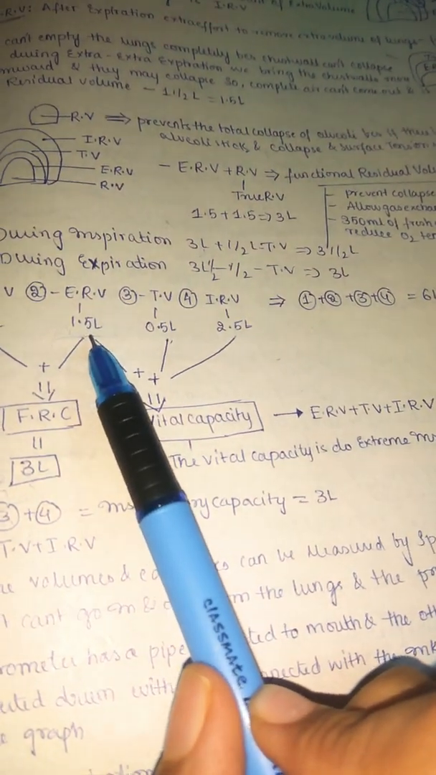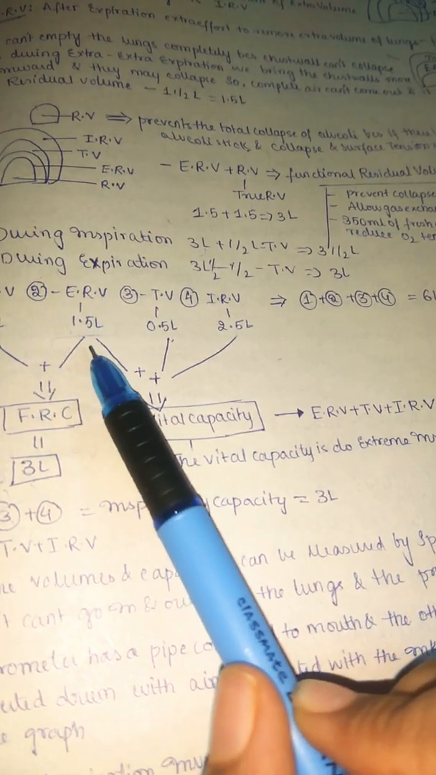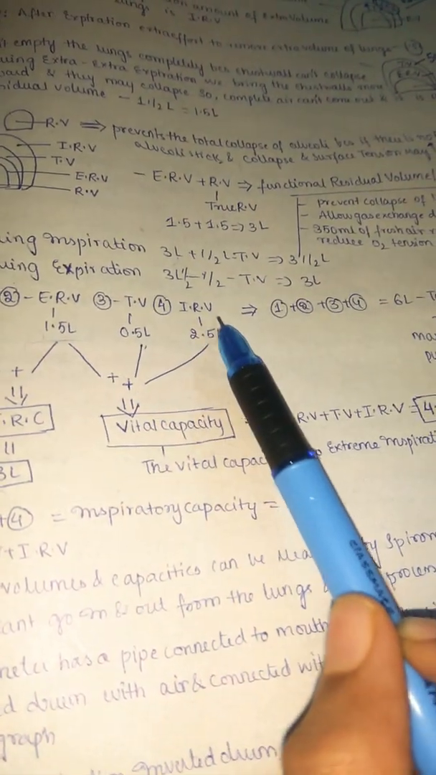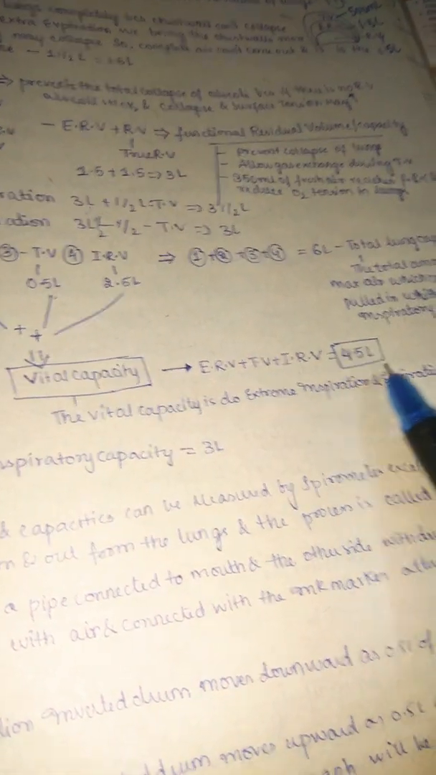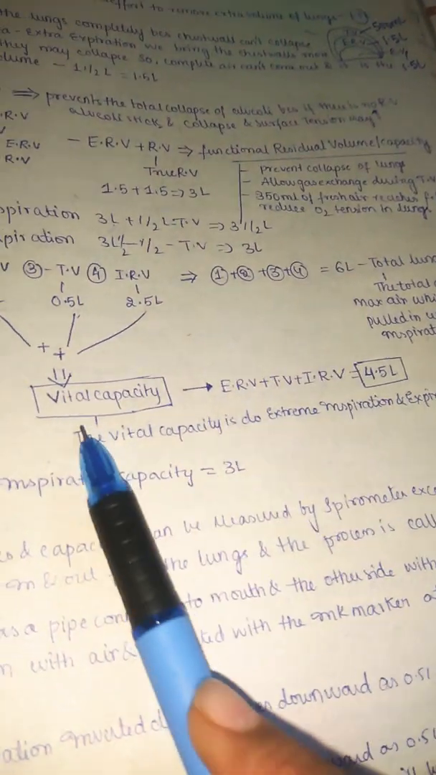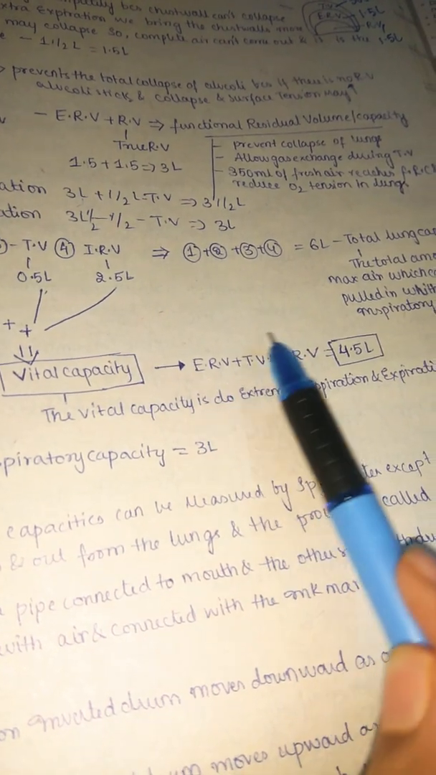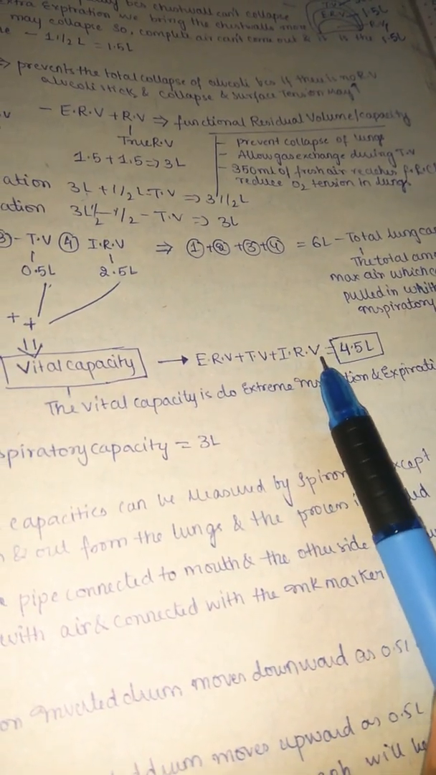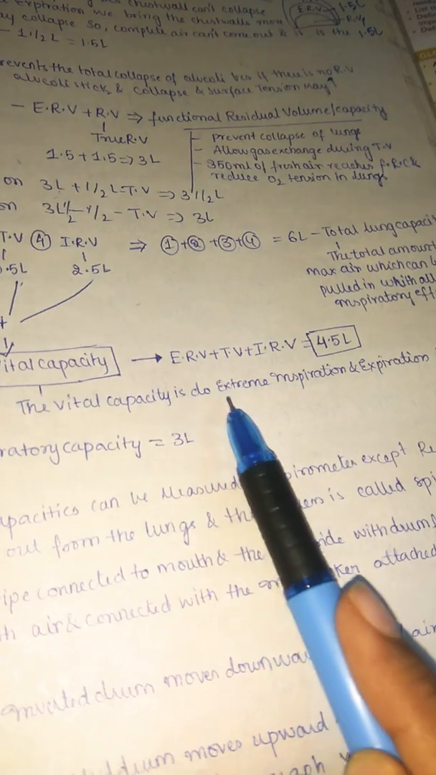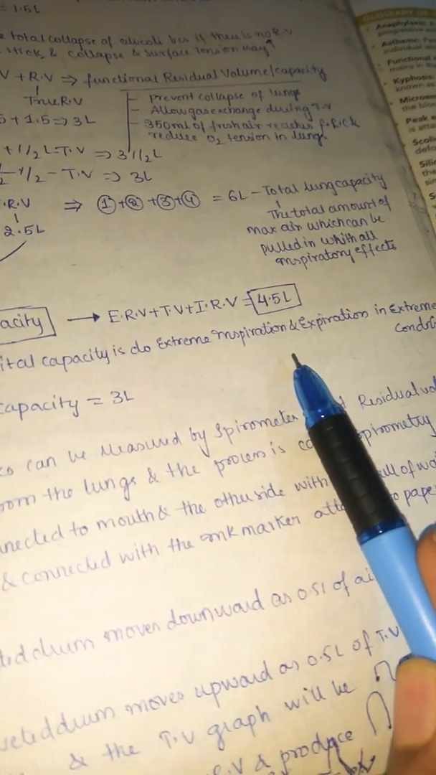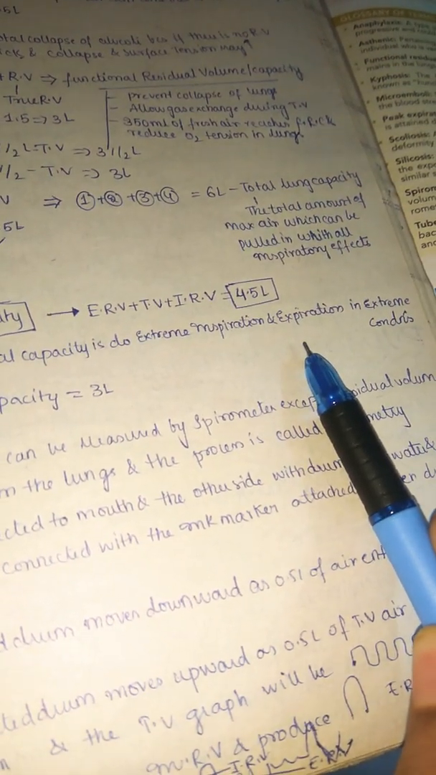The expiratory reserve volume is 1.5, so 1.5 plus 0.5 plus 2.5 together gives us the vital capacity. It is about 4.5 liters. So vital capacity is equal to expiratory reserve volume plus tidal volume plus inspiratory reserve volume. The vital capacity is for extreme inspiration and expiration, in extreme conditions. So this is very important.